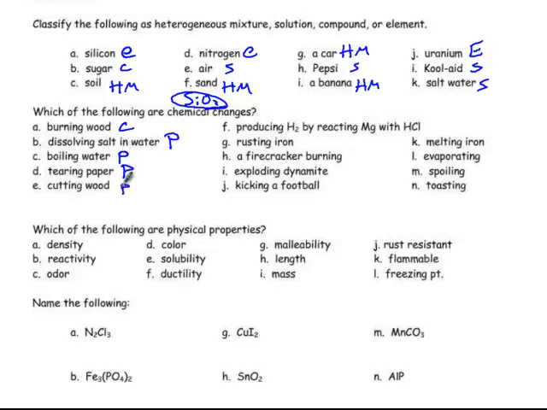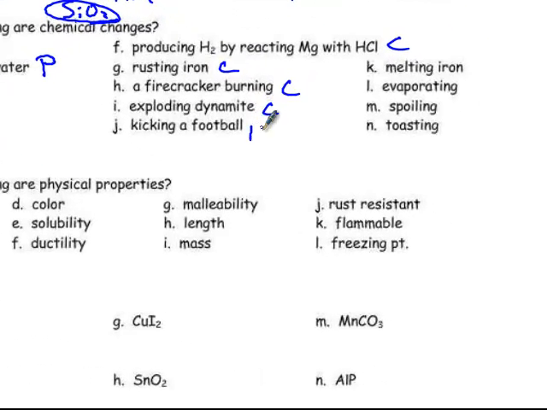Tearing paper, cutting wood, just physical changes. That's a chemical change. You're making a new substance. That's the definition of a chemical change. Rusting, you're making a new substance. Anything burning, exploding. But kicking a football would be physical. Melting, physical change. Evaporating, physical change, phase changes. Spoiling would be a chemical change. Producing new substances. And toasting, again, a chemical change.